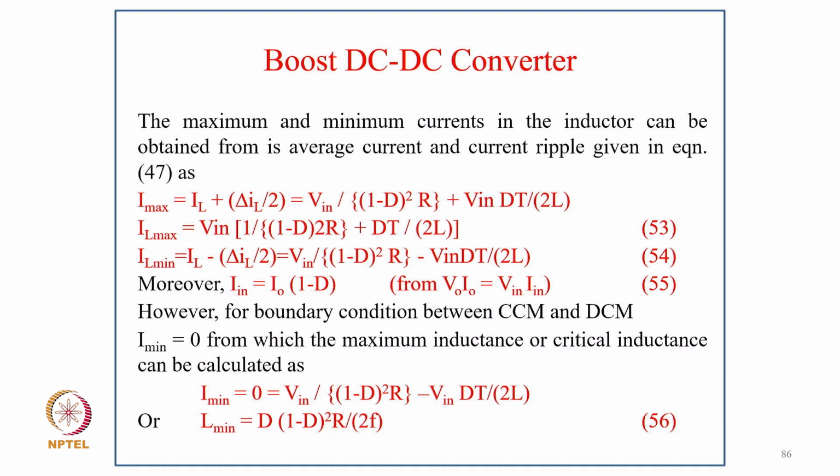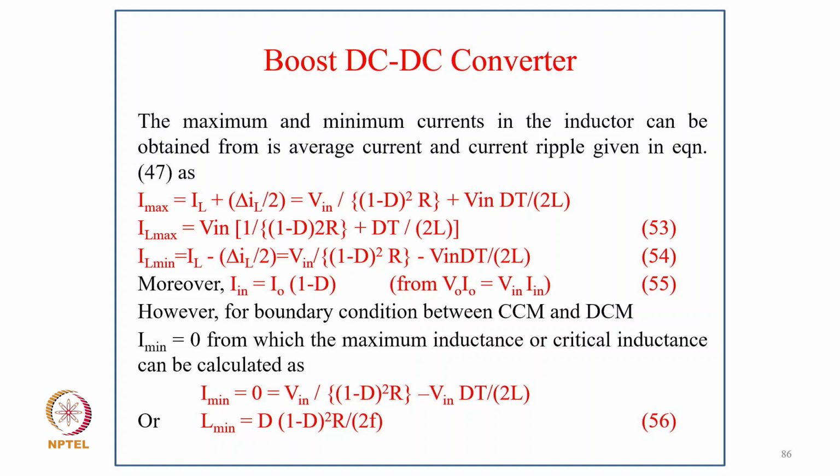So, the maximum and minimum current in the inductor can be obtained from average current and current ripple. So, I max equal to IL plus delta IL by 2, or equal to Vin upon (1 minus D) square R plus Vin DT by 2L, or I minimum is IL minus delta IL by 2, that is Vin upon (1 minus D) square R minus Vin DT by 2L, and moreover Iin equal to IO into (1 minus D), from which VO equal to Vin upon (1 minus D).